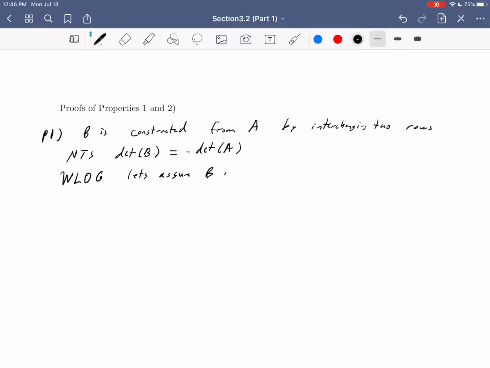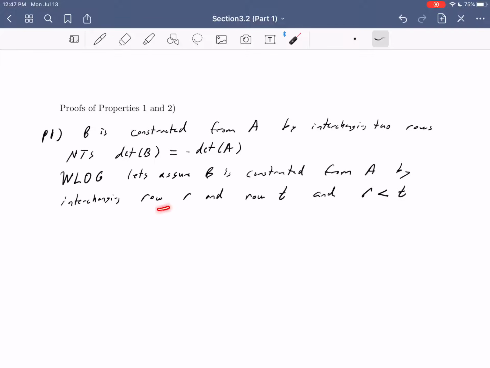Let's assume B is constructed from A by interchanging row R and row T. We're just going to give names, row R and row T, and we're going to assume R is less than T. In other words, R is the first row and T is the second row in terms of the order of the rows reading down, and we're interchanging those two.